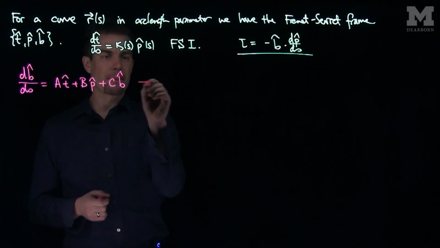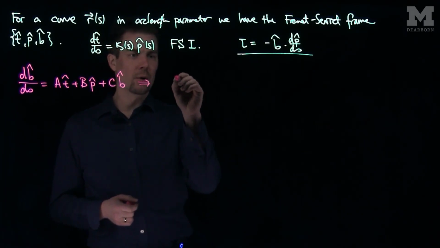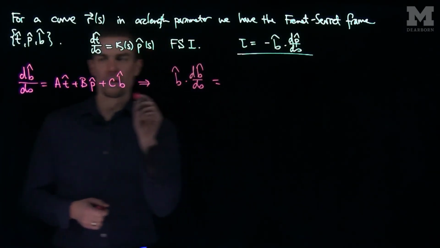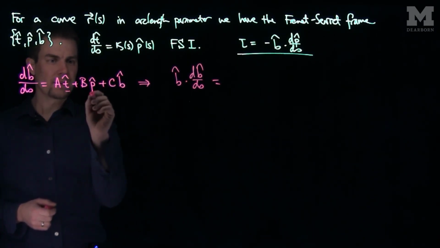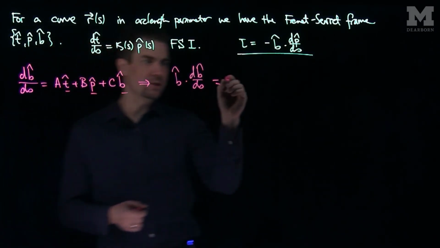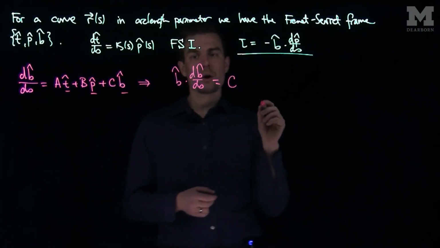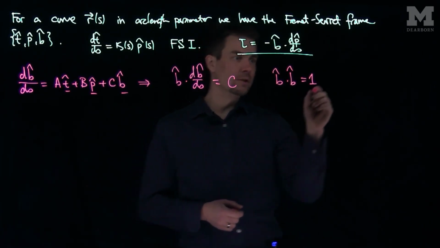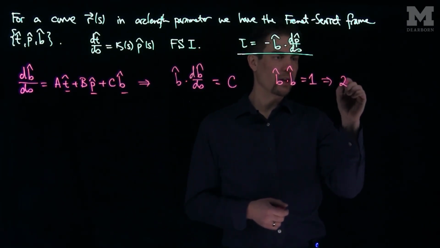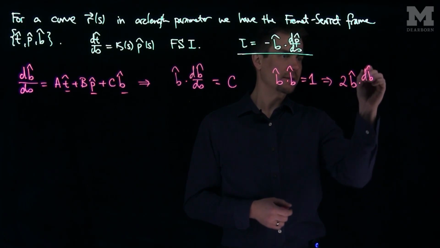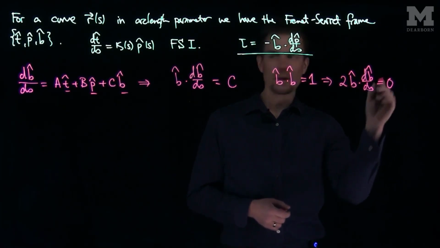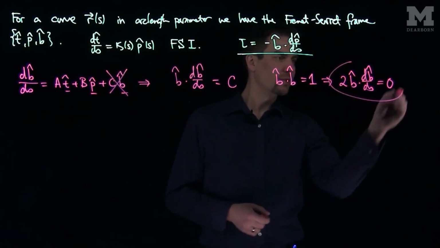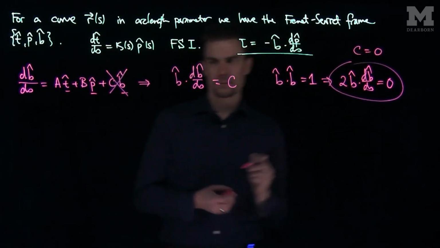Now what we'll do is dot both sides of this equation with b, so b dot dB ds. Well, if I do b dot t, I'll get 0. If I do b dot p, I'll get 0. If I do b dot b, I'll get 1. So this is equal to the coefficient c. Now we know that b dot b is equal to 1 since it's a unit vector. So differentiating this relationship, we can claim that 2 b hat dot dB ds is equal to 0. So this is twice c, and c is equal to 0.